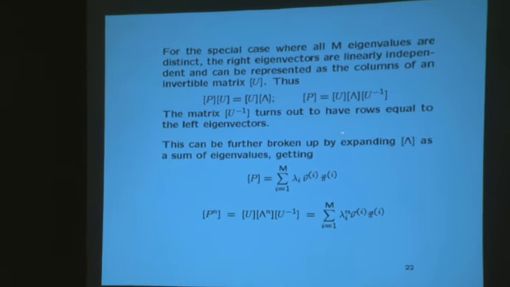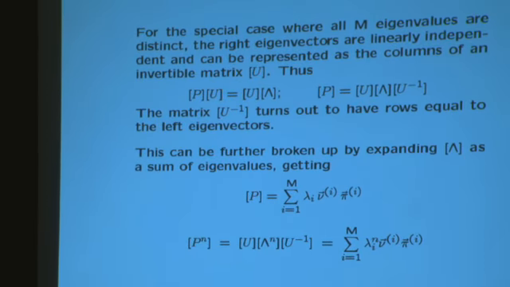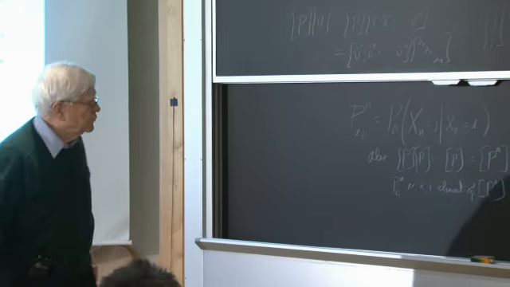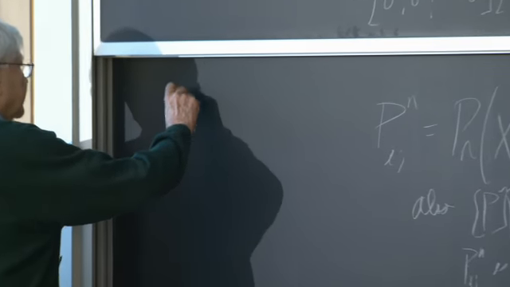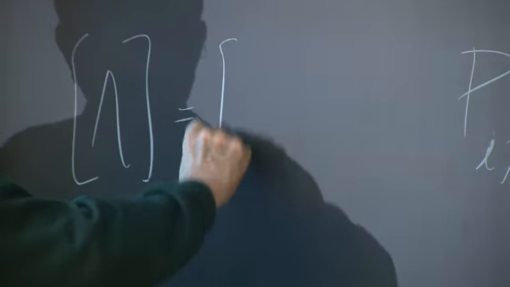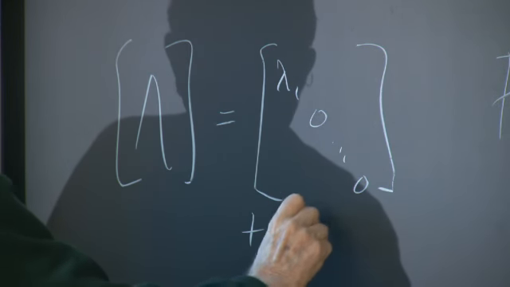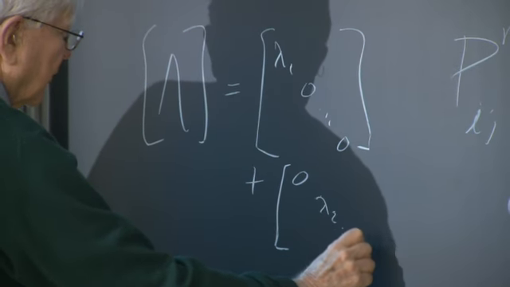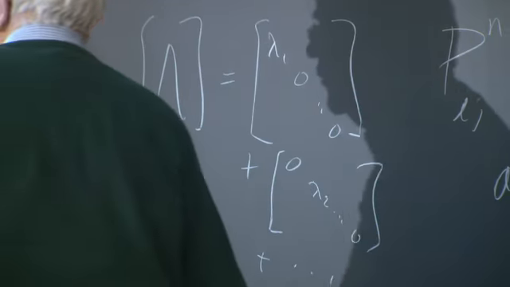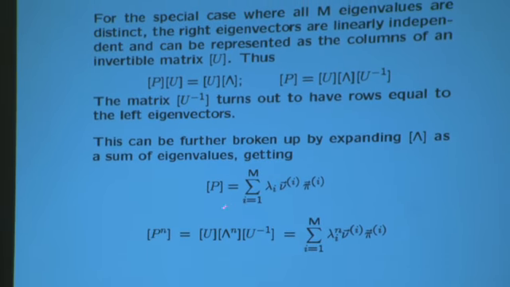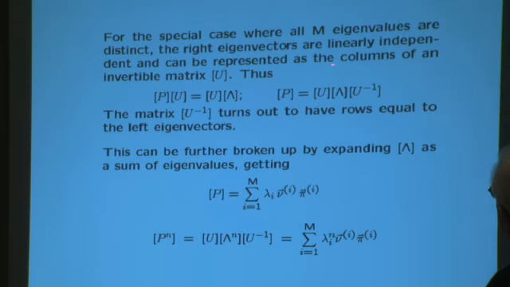Okay, so when we then split up this matrix into a sum of m different matrices, each matrix having only one eigenvalue, and so forth, then what you get is this nice equation here, which says that if all the eigenvalues are distinct, then you can always represent a stochastic matrix as the sum of lambda i times nu to the i times pi to the i.